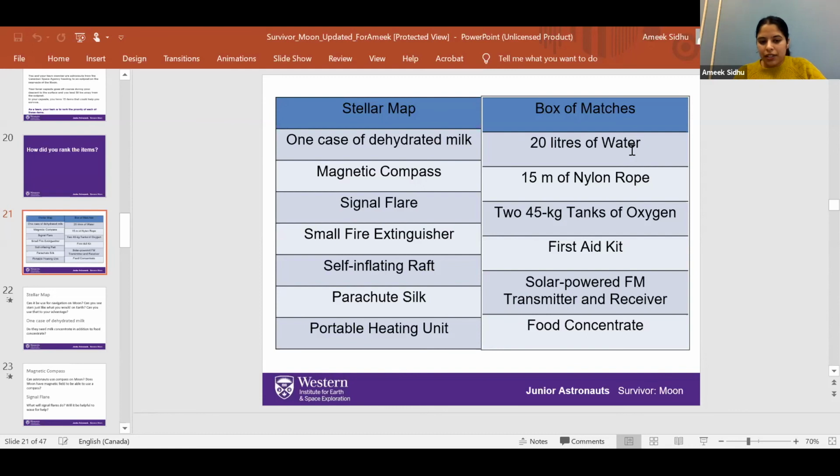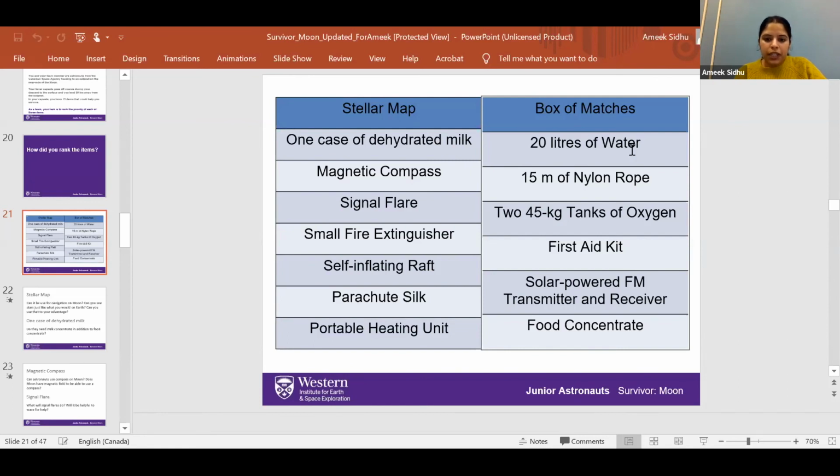Number 11 would be the fire extinguisher. It's again because there's no oxygen necessarily in the atmosphere of the moon, so there wouldn't be much fire, but it can be used again to give some propulsion and to relieve them of some effort there. So that's number 12, sorry, number 11.